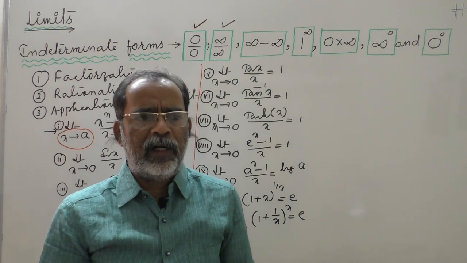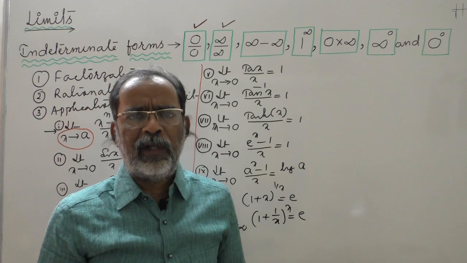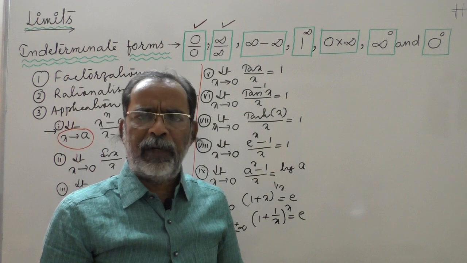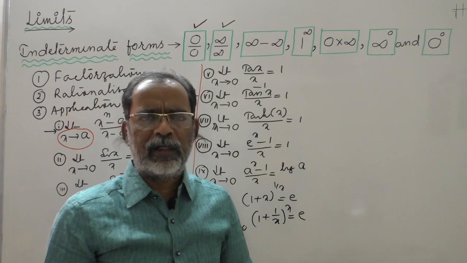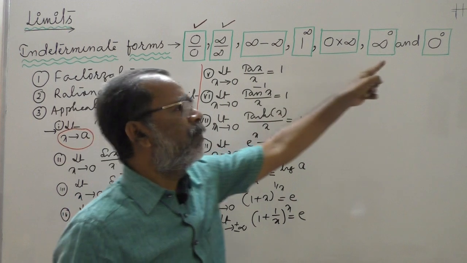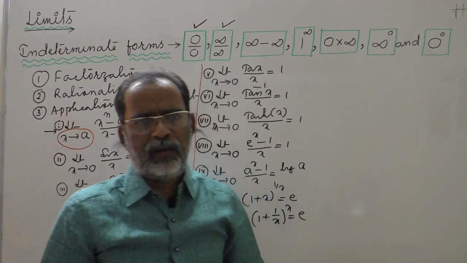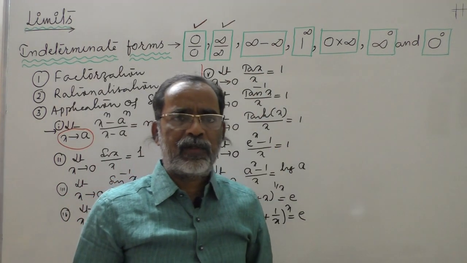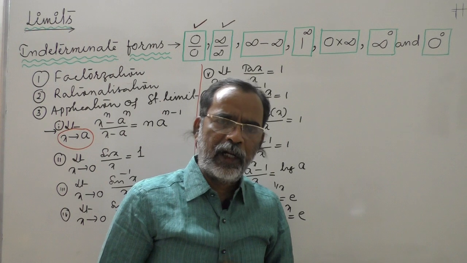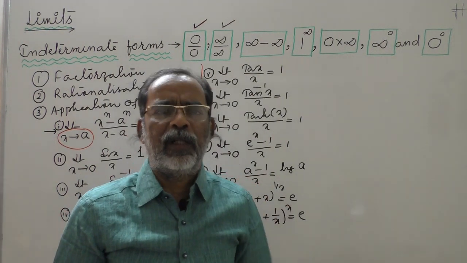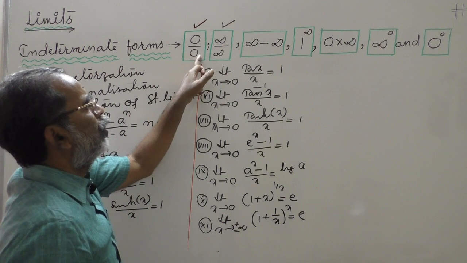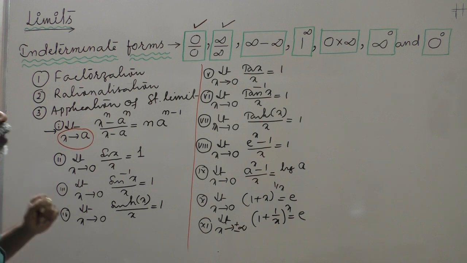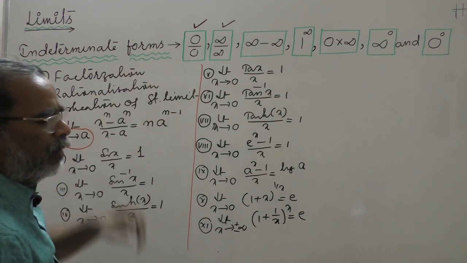If you are getting a determined value, no problem, that will be the answer. Limit can be 0, it is a determined value. Also limit can be infinity, plus infinity, minus infinity. Except these 7, all others are determined values. Okay, if you are getting one of these indeterminate forms, then you should adopt another procedure. For this, 0 by 0, infinity by infinity.